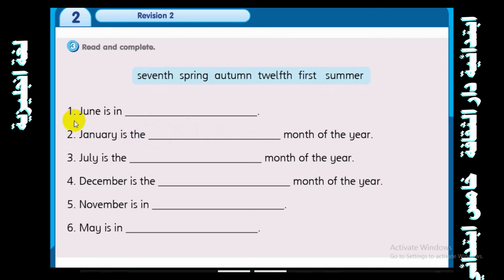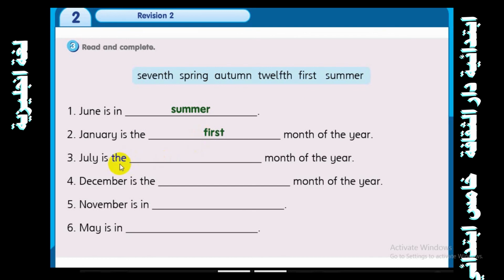Let's do number 1 together. June is in. So here he says in, and we need a season. How many seasons do we have here? In the box we have spring, autumn, summer. June is in spring, autumn, or summer. Yes, it is in summer. So we put summer. Number 2, January is the space month of the year. As you know, January is number one in the first one, so it came first here.